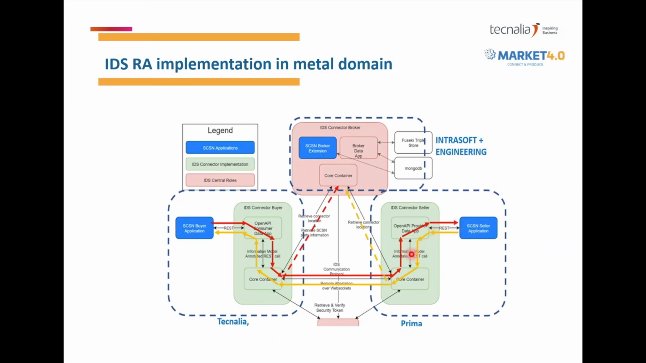After this request, there is an answer here in yellow color, and a copy of this transaction is going to the IDS clearinghouse. So there is a record of this transaction in case in the future there is a conflict. There is a copy both from the data consumer to the clearinghouse and also from the data provider to the clearinghouse. As well, there are connections with the broker and with the identity provider.